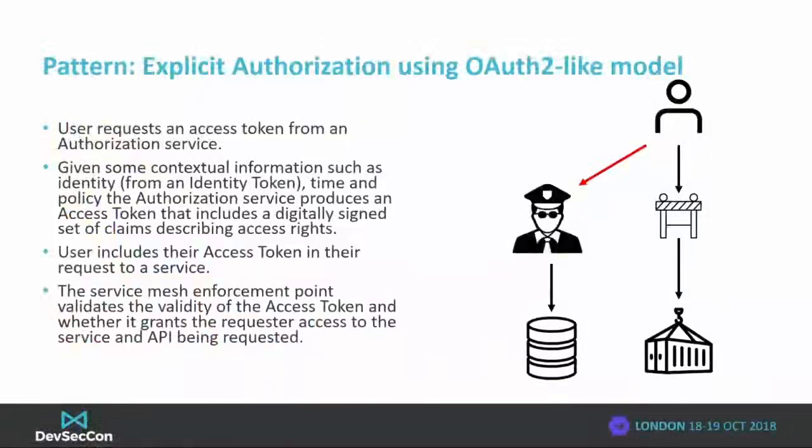So explicit authorization, as I say, is an OAuth 2-like model. And we see in the childlike picture to the side of the slide what this means. It means that a user or service will request from some authority an assertion that they're allowed to perform a task before they request it of our actual service. So this puts logic into the client that says, I must authorize before I try and access a service.